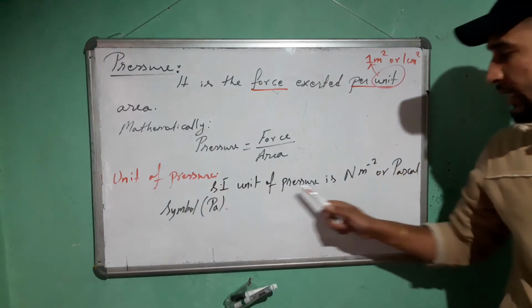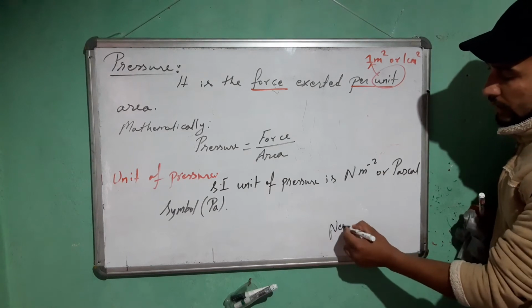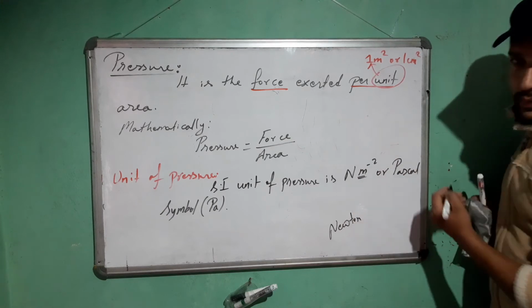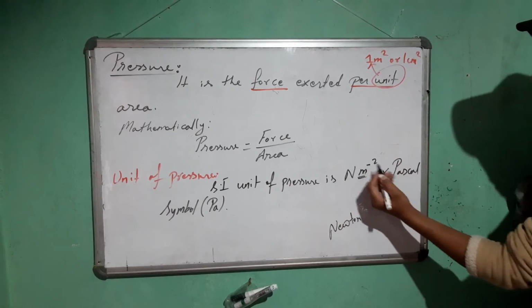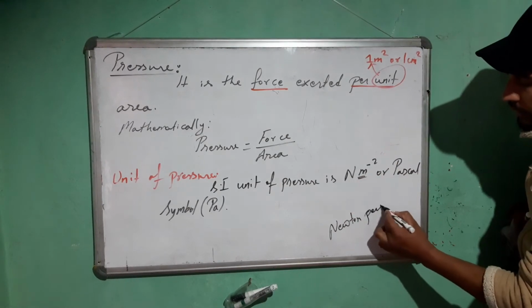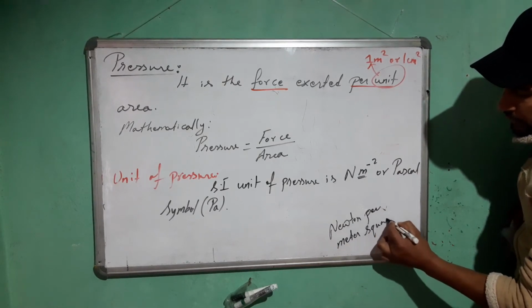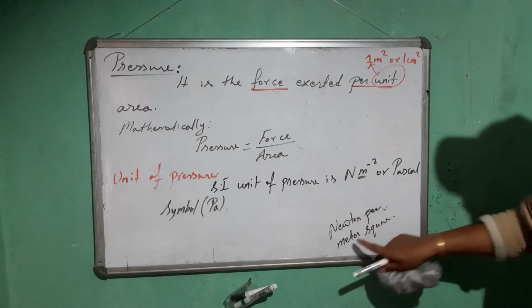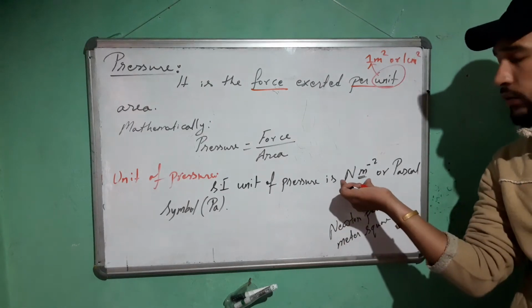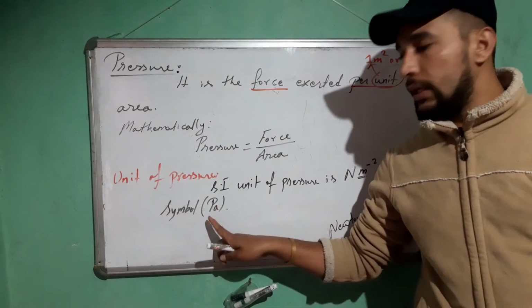SI unit of pressure is Newton per meter square. This N stands for Newton, N-E-W-T-O-N. It is the SI unit of force. And per meter square, per means the minus is in the power. So Newton per meter square is the SI unit of pressure. And this Newton per meter square together we call Pascal. Pascal symbol is capital P small a.